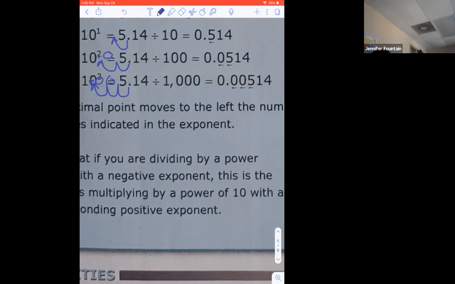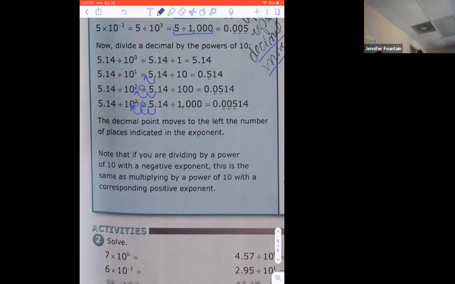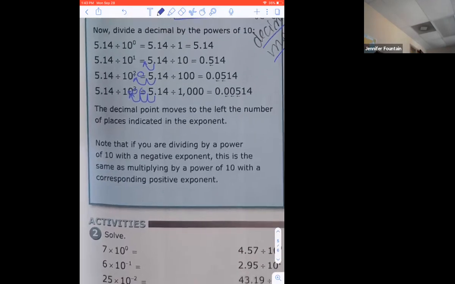So think about those inverse operations, multiplication and division, how one's going to have a positive exponent and one's going to have a negative. The decimal point moves to the left the number of places indicated in the exponent. Notice that if you are dividing by a power of 10 with a negative exponent, this is the same as multiplying by a power of 10 with a positive exponent. If you divide by a positive, that's the same as multiplying by a negative. But if you divide by a negative, that's the same as multiplying by a positive. So you flip your operations and flip the positives and negatives. Let's take a look at some of these.